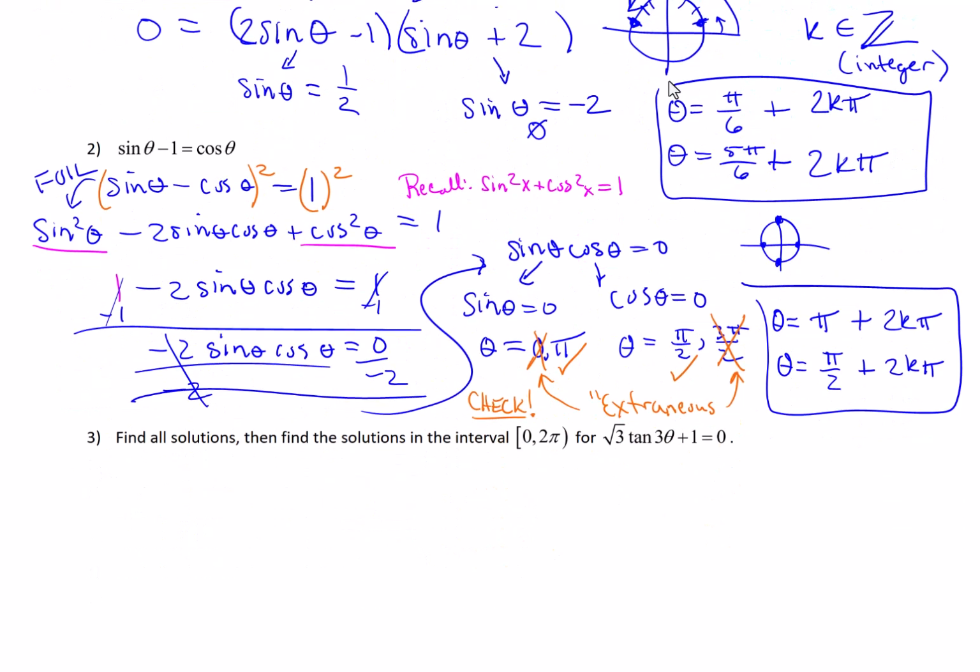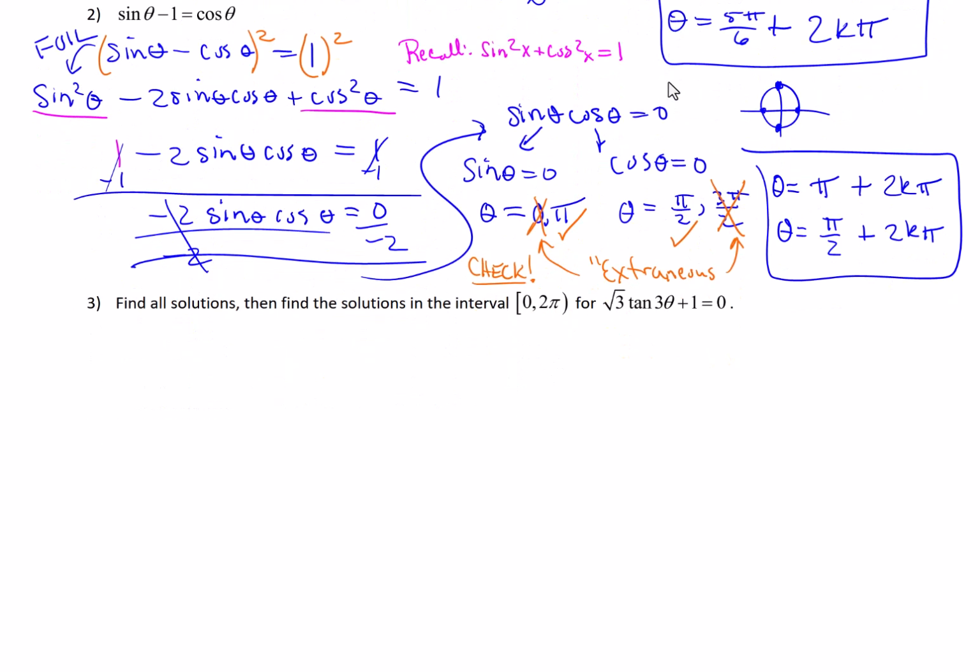So those are the two ways we could represent all the infinitely many solutions to this equation. All right, let's move on to our third example. This one reads as follows. It says, find all solutions, then find the solutions in the interval from 0 to 2 pi, where 0 is included but 2 pi is not. So basically within one full circle is what that means.